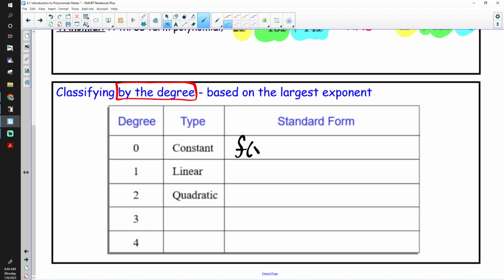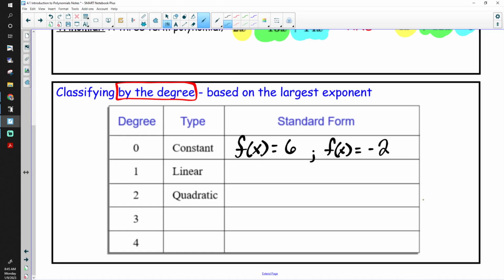I'll give you 2. F of x equals 6. Or f of x equals negative 2. Do those have an exponent? No. Do they have a variable? No. No variable, no exponent. We call those polynomials constants. These are technically 1-term polynomials, monomials. They don't have a variable, they don't have an exponent. We call that a constant.